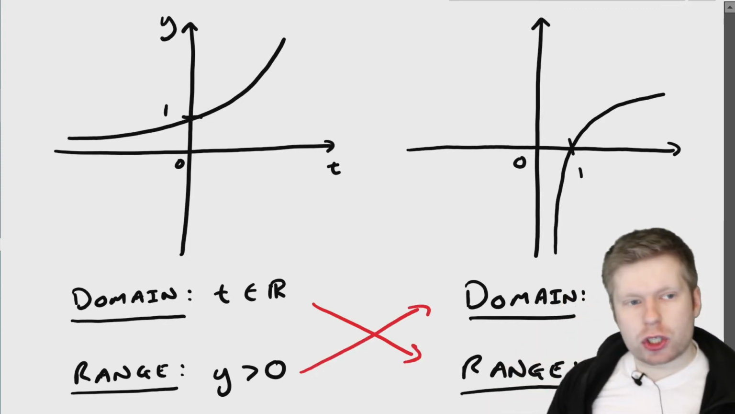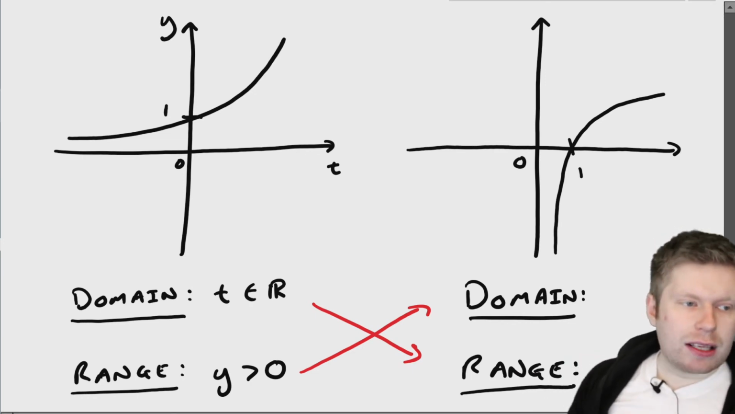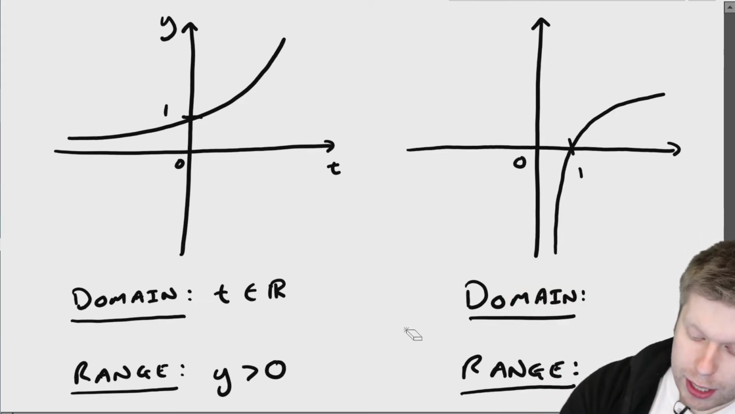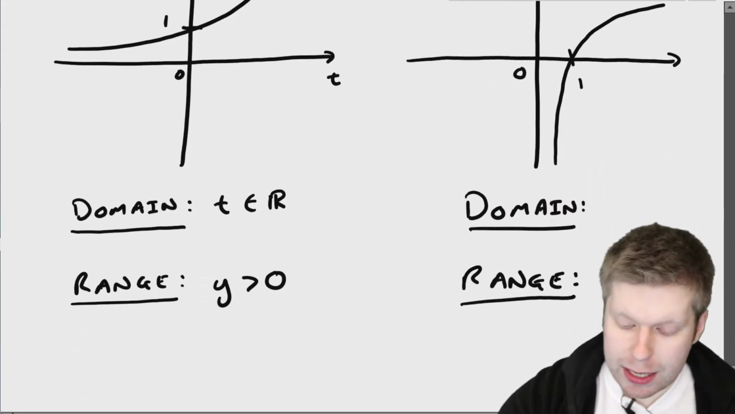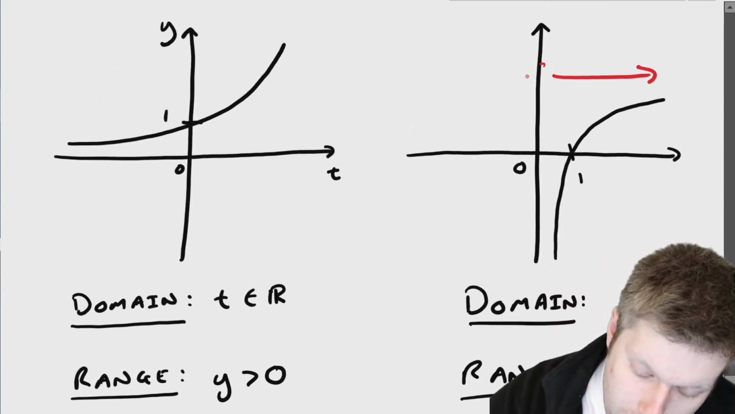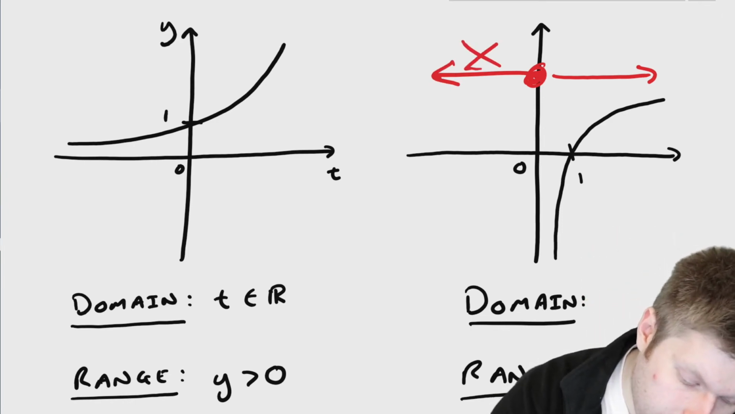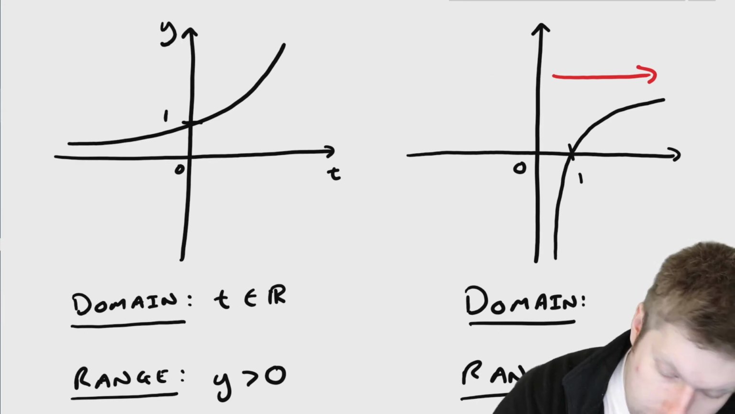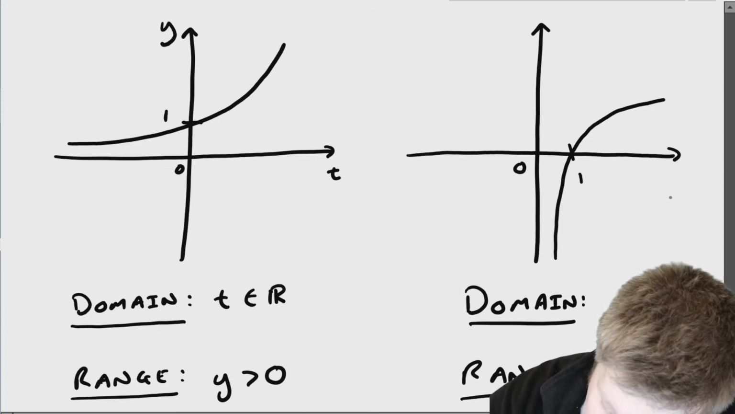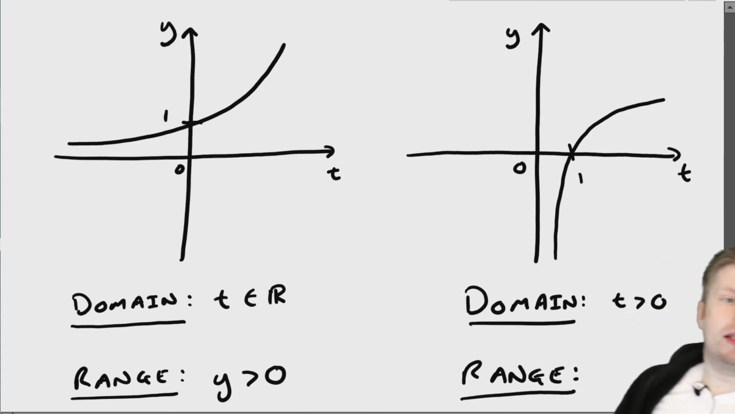So the domain of my exponential graph should become the range of my logarithm graph, and the range of my exponential graph should become the domain of my logarithm graph. But let's just check that. So the domain in this case, have a look at the graph. I'm basically saying that I can take any positive value, but I can't take 0 or less. So in other words, all of that is ruled out. So the domain of my logarithm graph is basically saying I can take any value of t which is positive, but I can't take 0 and it can't be negative.